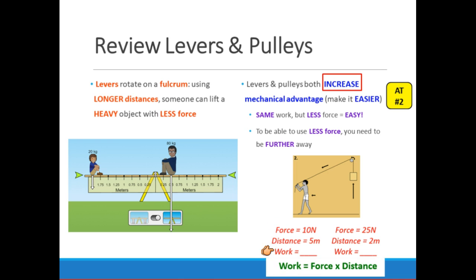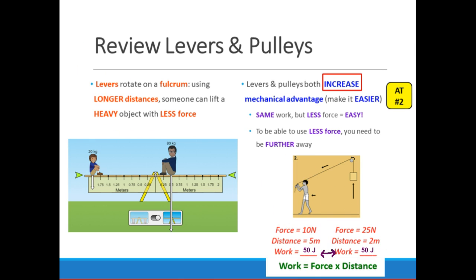So really quickly, what is the work that our guy is doing right here in this picture? Force times distance. What's 10 times 5? Tell me in the chat box. Yeah, 50. And remember, our units for work are joules, so 50 joules. And on the other side, if I didn't have the pulley, I would have to lift a 25 Newton object up 2 meters. What would that work be? 25 times 2, force times distance. Yeah, it's actually exactly the same. So this proves to us that no matter what, work is always going to be the same, whether you're on the easy side or the hard side.